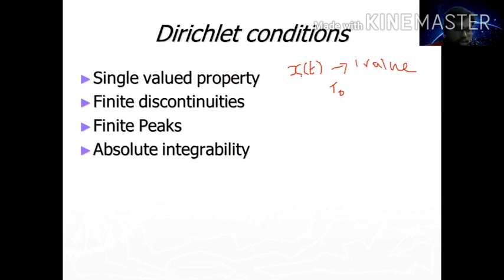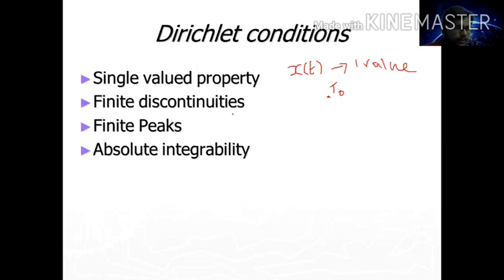Second property is finite discontinuities. Here the same x of t should have a finite number of discontinuities in the interval of t naught. If this condition is satisfied, it satisfies Dirichlet's condition for the Fourier series. Because our signal is to be represented as a mathematical function, x of t should have a finite number of discontinuities. So this is the condition for finite discontinuities.